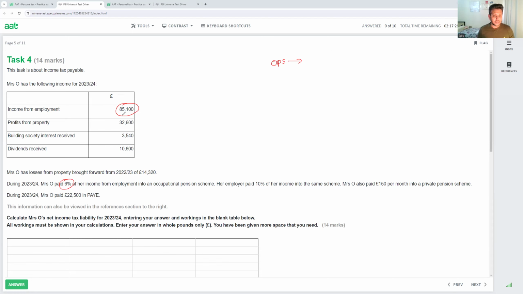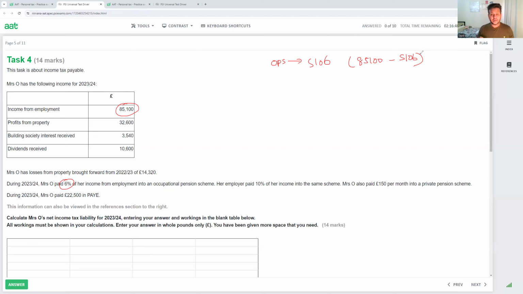For example, if we do 6% of 85,100, so 85,100 multiplied by 6% gives us 5,106. This one, all we have to do is minus it from the employment income. So from 85,100, we minus 5,106. That's all we have to do. Remember, the OPS story is done. OPS is only the amount we need to reduce from our employment income. We don't have to do anything else.